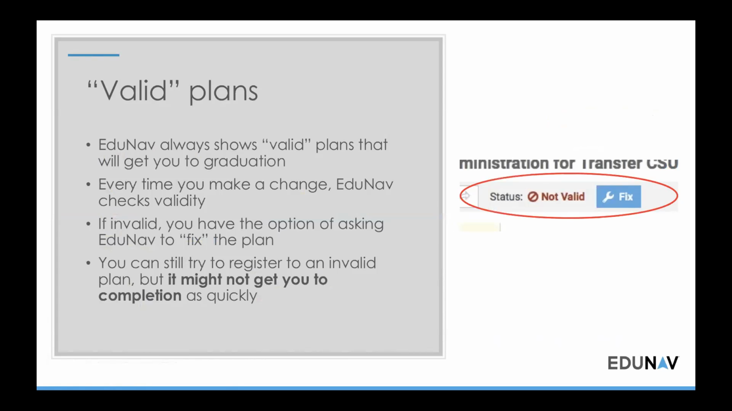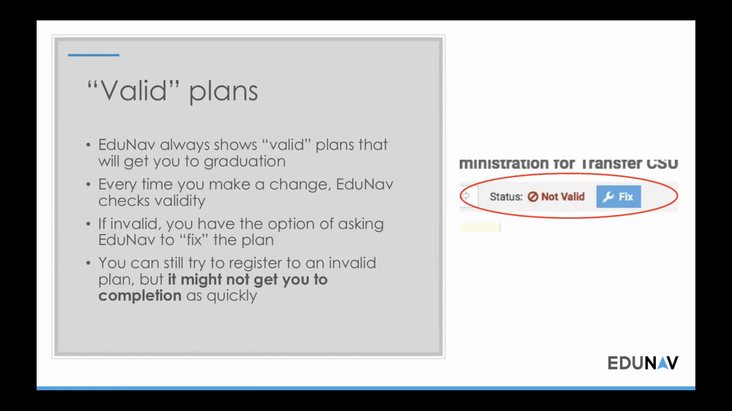One feature before we get into the overview and the actual product of Edgenav that's really important to understand is the idea of valid plans. A valid plan is one that meets the requirements of your degree and that you can actually register for. So you've met the prerequisites, the courses are available, and they don't conflict in terms of date or time. So Edgenav will always show a valid plan when you go in. It will start with a valid plan.